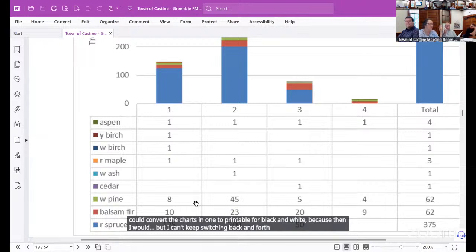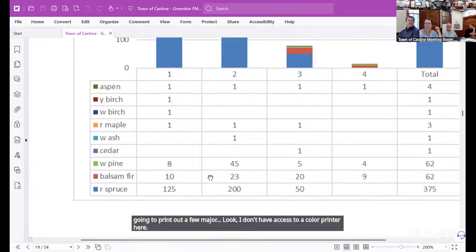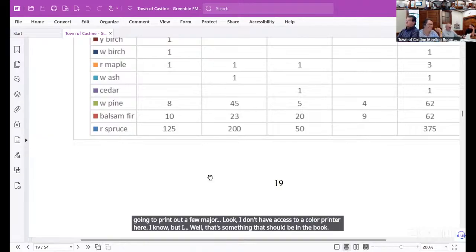It's work. But I like the idea. I was thinking more PDF and then people could print from home, but if you're going to print out a few, maybe. We can do that. I don't have access to a color printer here. I know, but that's something that should be in the budget. Plan other things, I need some color.